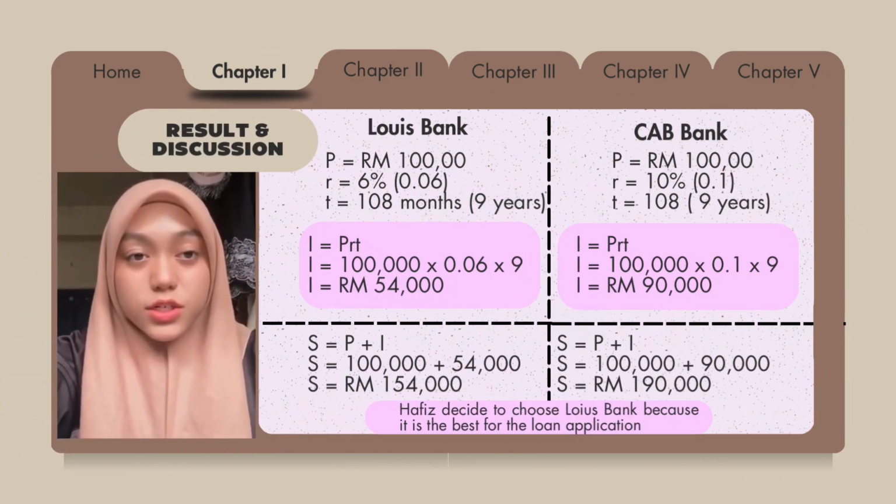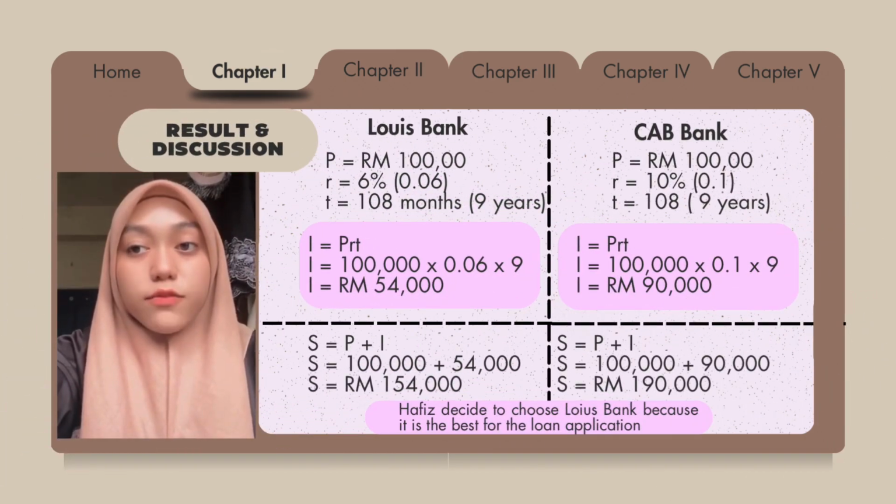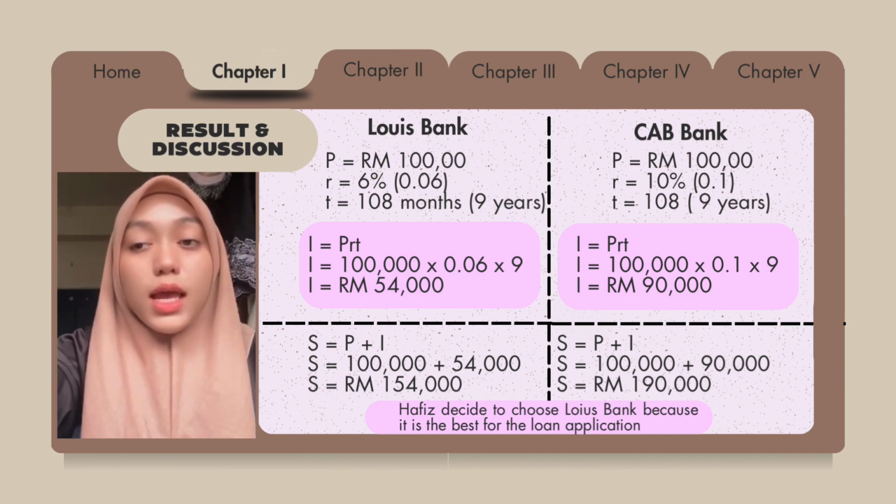Result and discussion of the question. There are two banks Hafiz can make a loan from, Louis Bank and CAB Bank. The amount of the loan is the same, 100,000 ringgit. The period of time is also the same, 9 years. Using the formula I equals PRT, we can know how much the amount is. Rate of Louis Bank is 6%. I equals PRT. I equals 100,000 multiply with 0.06 and multiply with 9 years. The total is 54,000 ringgit.